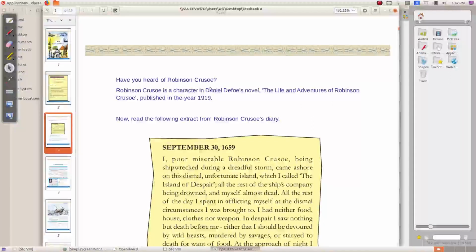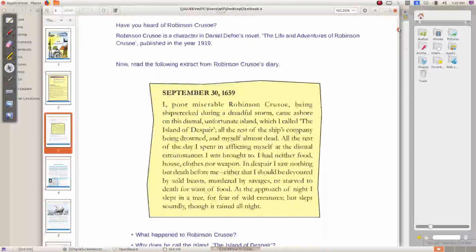Have you heard of Robinson Crusoe? Robinson Crusoe is a character in Daniel Defoe's novel, The Life and Adventures of Robinson Crusoe, published in the year 1919. Very old, right? And here is a short description given here. Now read the following extract from Robinson Crusoe.